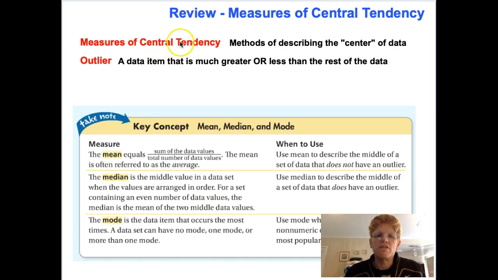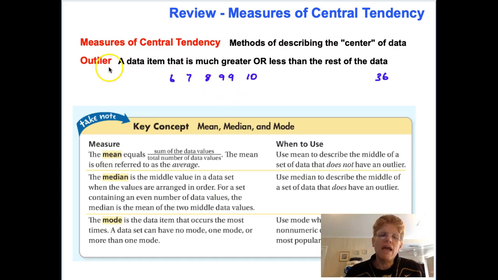Measures of central tendency are ways that we describe the center of data. So imagine that we had some data here, 6, 7, 8. These are ages of children that we came across on a playground or something like that. And then we have one maybe 36-year-old child that we find on the playground. So measures of central tendency are ways that we can describe where the center of the data is.